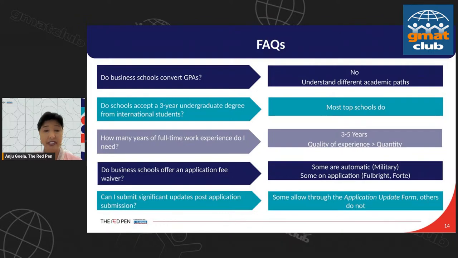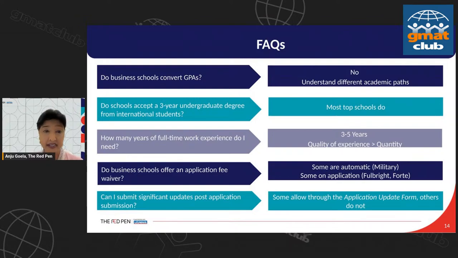Okay, do schools accept a 3-year undergraduate degree from international students? Now, I am going to talk about India in specific here because they have different guidance for different regions. As far as Indian applicants are concerned, most top schools do accept a 3-year undergraduate degree. Schools like Harvard, MIT Sloan, Wharton, NYU Stern, Duke Fuqua, Michigan Ross, Dartmouth Tuck, all of them accept a 3-year undergrad degree. However, schools like Columbia and Haas may review it on a case-to-case basis.